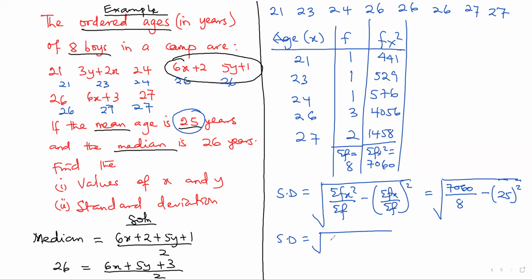7060 divided by 8 gives us 882.5, minus 25 squared, which is 625. So 882.5 minus 625 is 257.5, whose square root is 16.05. So this gives us our standard deviation.